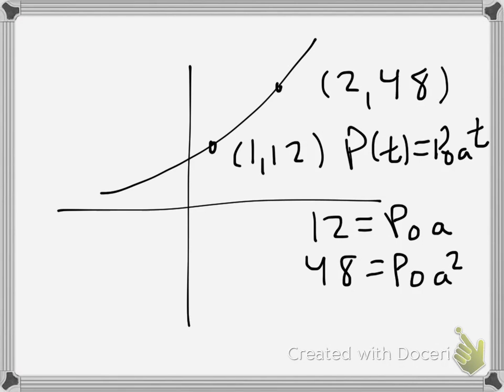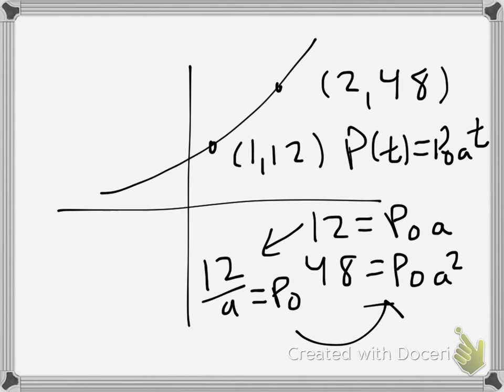Alright, so now you have two equations and two unknowns. So what I'm going to do is take the first one and solve it for P0. So 12 over a is equal to P0. And then I'm going to substitute that into here. And since the slide's getting a little crowded, I'm going to do that on the next slide.